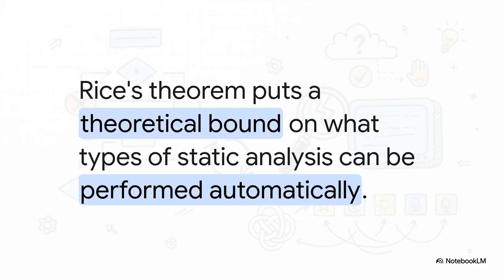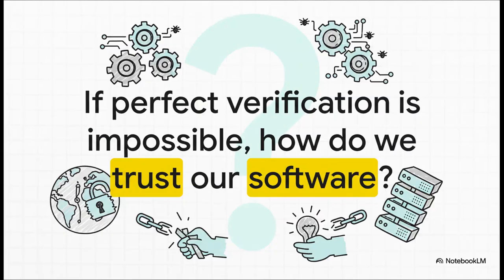It's really easy to hear about Rice's theorem and think it's a story of failure, a story about what computers can't do. But that's really not the right way to see it. It's an incredible discovery. It's like someone handed us a map of the computational universe and showed us where the edges are. It draws a clear, definite line in the sand between what is computable and what will forever be out of reach. And that leaves us with a final and pretty deep thought.